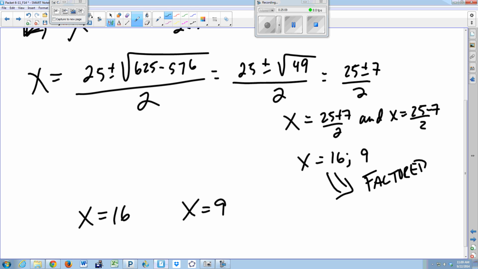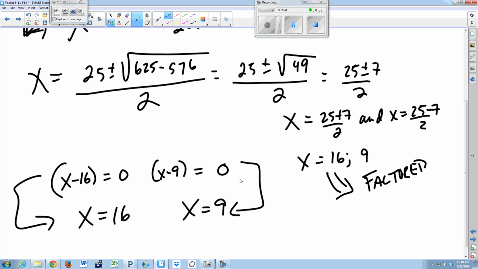Do you know how to work backwards? If x is 16, to go backwards to your factors, they would have been set equal to 0. So if I take a step backwards, what would my factor have looked like up here? X minus 16, because I would subtract 16 from both sides to get 0. And if I go backwards here, I'd have to subtract 9 from both sides. So what does my factor look like here? X minus 9. Right? We always go this way, from here to here, folks. If you have your answer, you just take it a step backwards. You just reverse it.